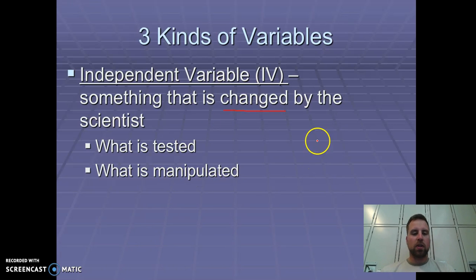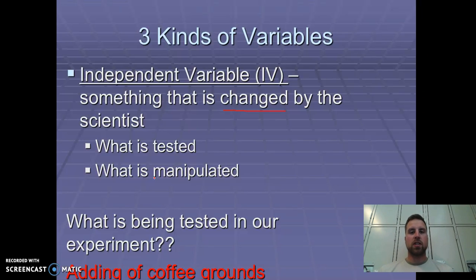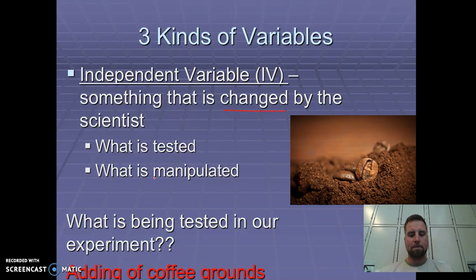So in this experiment, think about the experiment that I want to run with coffee grounds and tomato plants. What am I testing? What am I changing? What am I introducing into this experiment? So what is being tested in this experiment? What are we adding in? The answer is the coffee grounds, right? We're testing the coffee grounds. We want to know, do the coffee grounds help or do they hurt? Okay. So IV, it's what is changed by the scientist, changed by the experimenter. It's what we are testing. It's what we're manipulating. In this case, it's coffee.